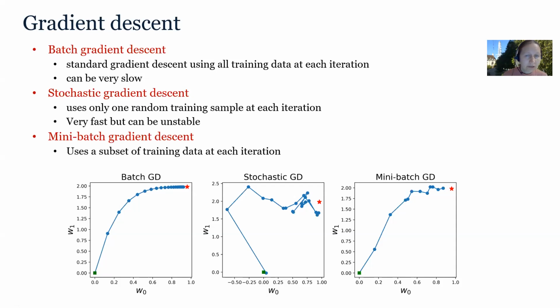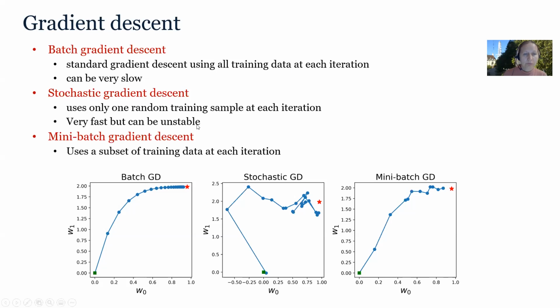Also, there are several types of gradient descent. The classical one is called batch gradient descent, and it uses all the training data at each iteration. If we have lots of training samples, then it can be very slow. Stochastic gradient descent is fast because it uses only one random training sample at each iteration, but as a result, it can be unstable. You can see in this plot that it can also oscillate around the solution.